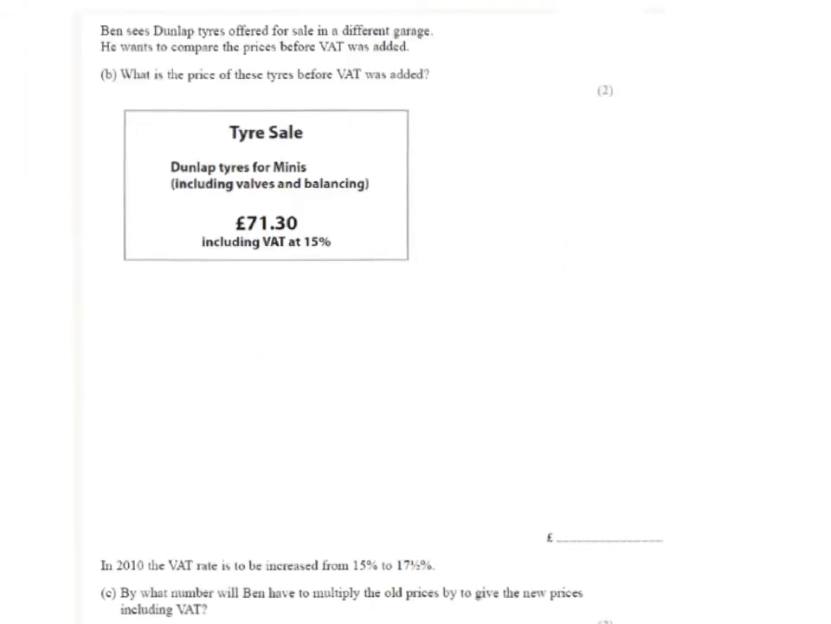Now in the second part of our question, Ben sees Dunlop tyres offered for sale for a different garage. He wants to compare the prices before VAT was added. What is the price of these tyres before the VAT was added? So this is a reverse percentage type question. So we have to say we don't know what the price was to begin with, that's what we're trying to find out. But we know when VAT of 15% was added, the price came to £71.30.